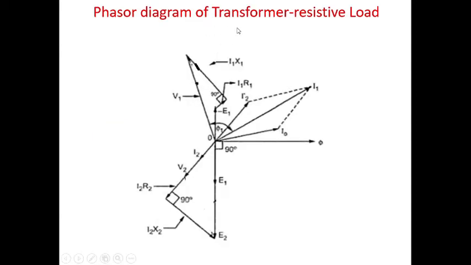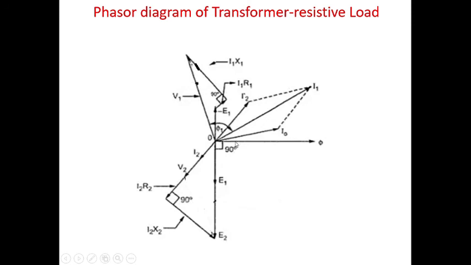Next, we will see the phasor diagram of the transformer at resistive load. Here also phi is drawn on the horizontal line. E1 and E2 have been drawn in the vertical direction. Here we will be drawing V2, and I2 is in phase because it is a resistive load. V2 and I2 are on the same line. Then along with V2 we will be drawing the voltage drop I2 R2. Then at 90 degrees we will be drawing I2 X2. So we will be getting this E2.